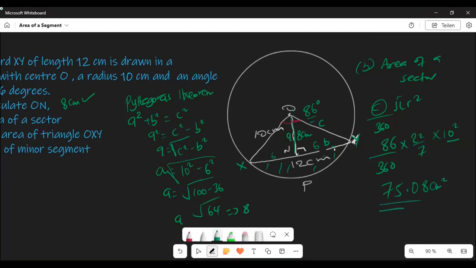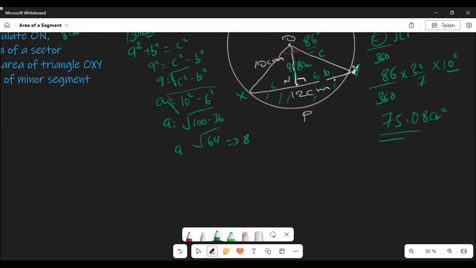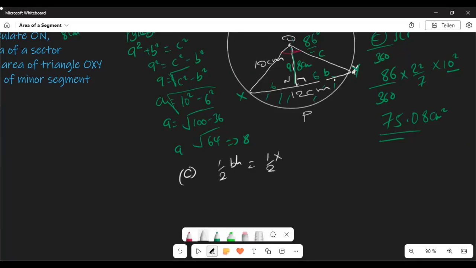And then they ask, can you find the area of the triangle? That's the next step. Find this area here, OXY. You find that by doing half base times height, which in this case is half multiplied by the base, which is 12, multiplied by the height, which is 8. That's going to be easy: half of 8 is 4, and 4 times 12 gives you 48 square centimeters.